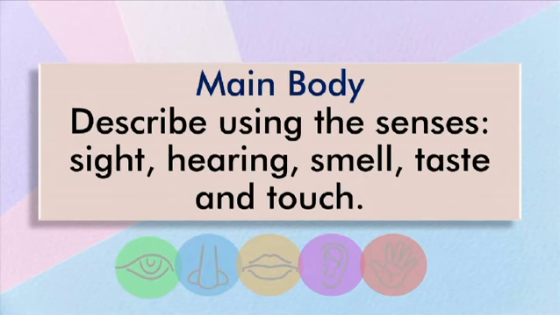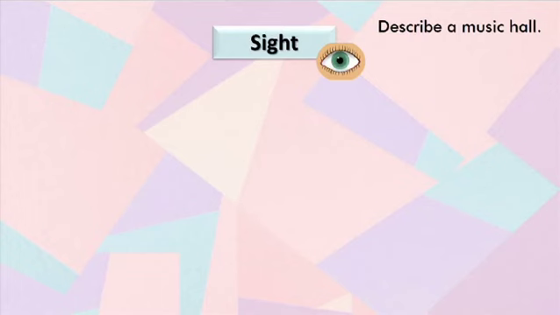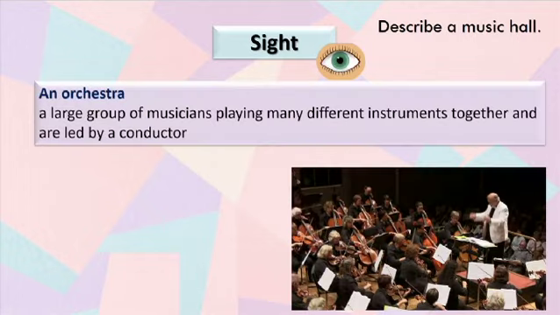Don't forget that while writing the main body, describe using the senses: sight, hearing, smell, taste, and touch. While using the sense of sight, make your reader see, for example, an orchestra in the music hall. An orchestra is a large group of musicians playing many different instruments together and are led by a conductor.